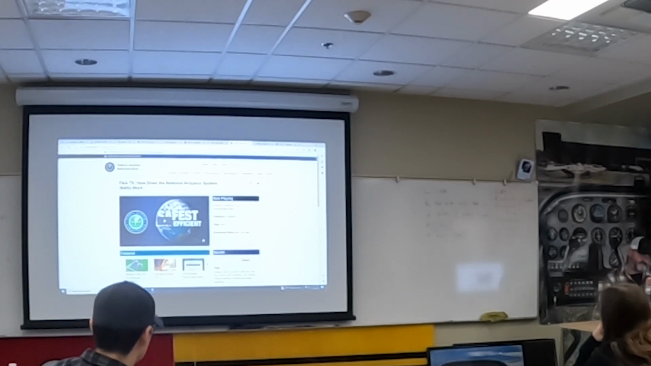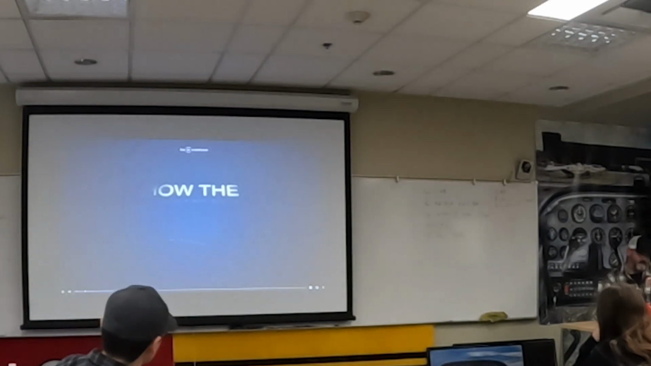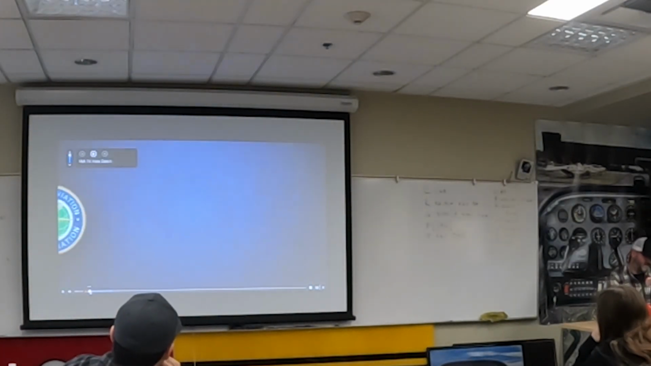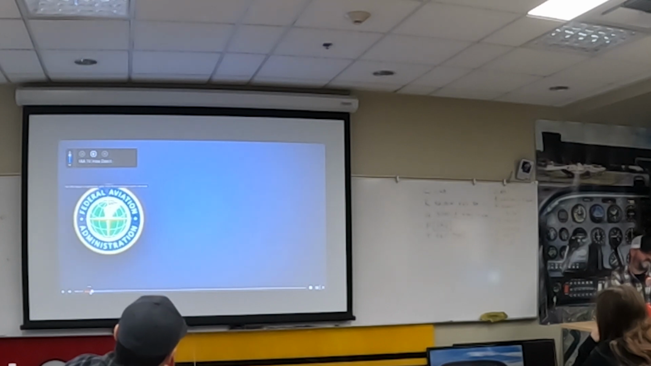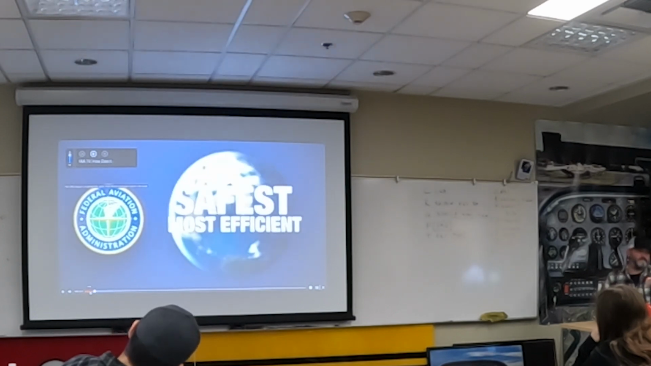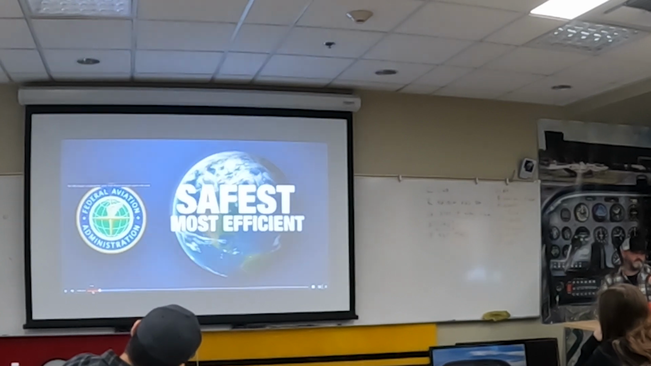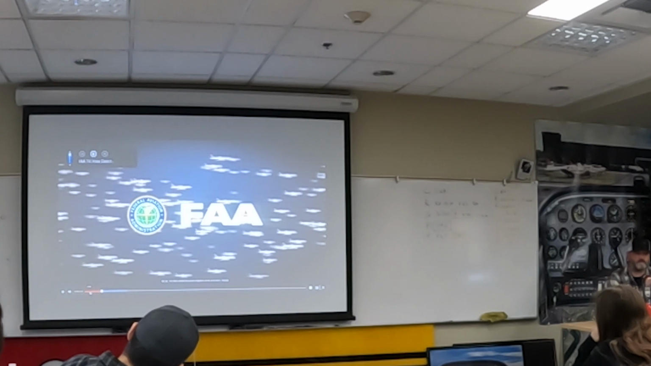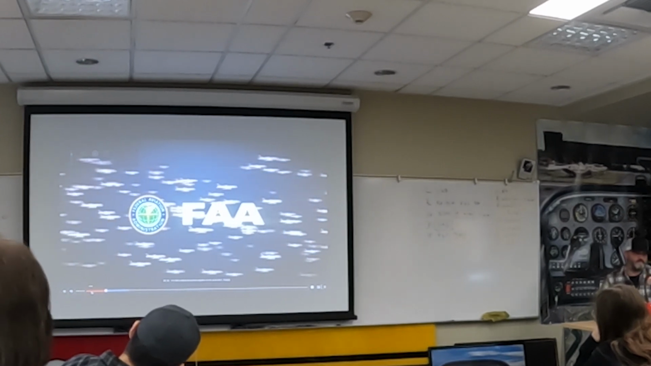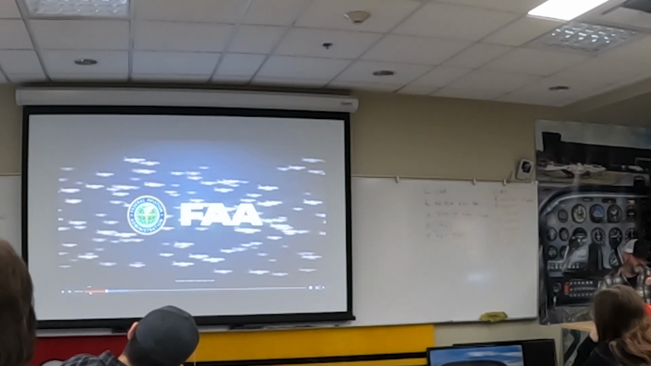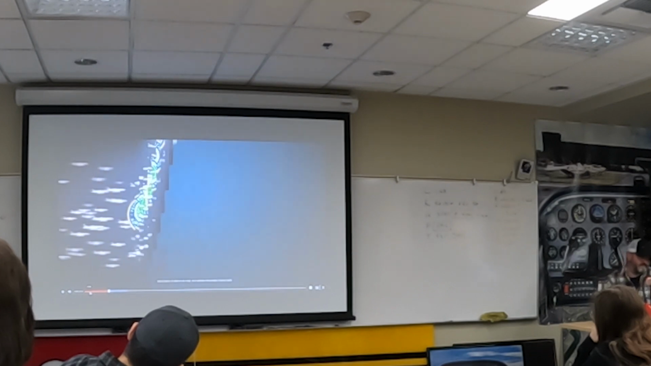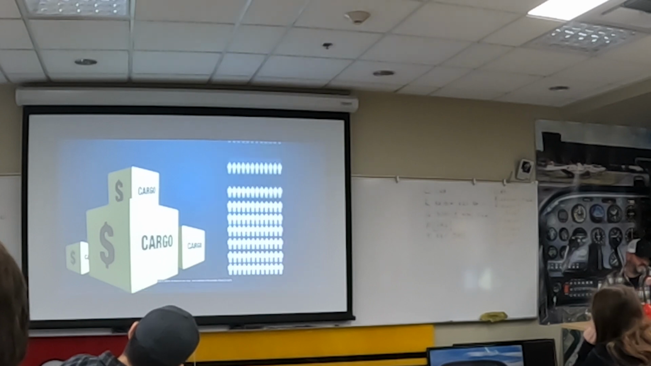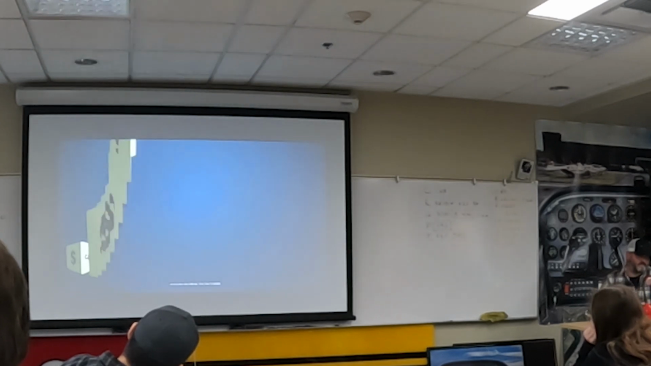Here's how the National Airspace System sort of works within that. The FAA's mission is to provide the safest, most efficient aerospace system in the world. The FAA controls thousands of planes in the air at once, moving hundreds of millions of passengers a year, adding billions of dollars in air cargo and hundreds of thousands of private pilots. And you have a big challenge.